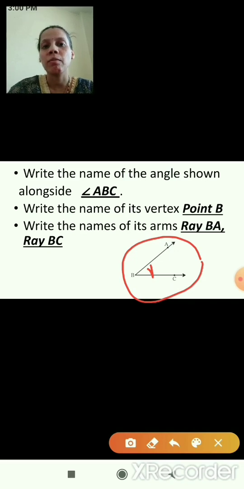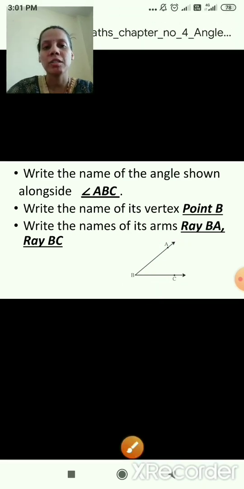Write the names of its arms. Which are the two arms you can see here? They are ray BA and ray BC. These are the two arms of angle ABC. So in this angle ABC, point B is the vertex and the arms of angle ABC are ray BA and ray BC. I hope you are clear with this. Now we'll see the next.